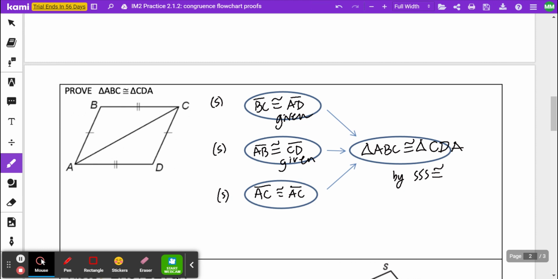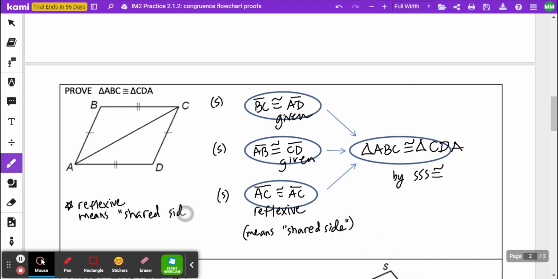The word we use for shared side is reflexive. That means shared side. I just want to make a note right here. Reflexive means shared side. Okay, this one's done.